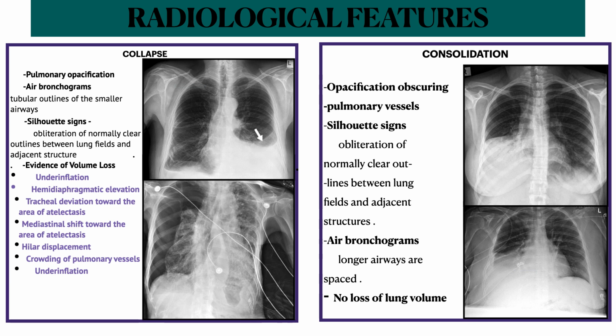And for consolidation signs, we have opacification obscuring pulmonary vessels, silhouette signs, air bronchograms where the larger airways are spaced, and no loss of lung volume. And as we can see, there are two examples. In the first image, we see right middle lobe consolidation in a patient with lobar pneumonia, and in the second one, we see right lower lobe consolidation due to the obscuration of the right hemidiaphragm.